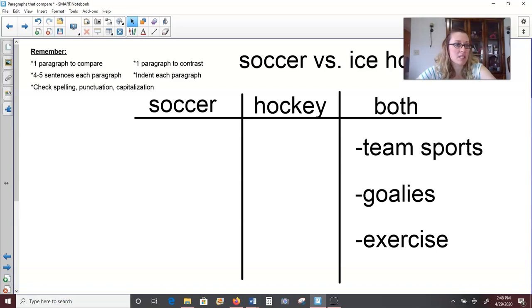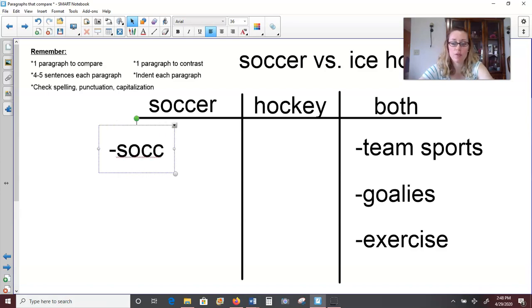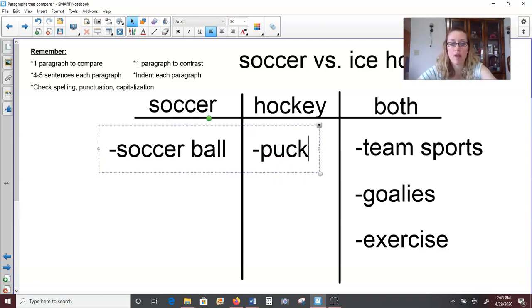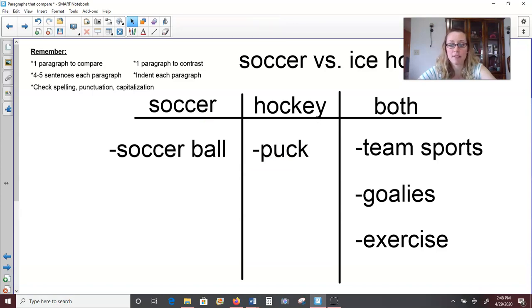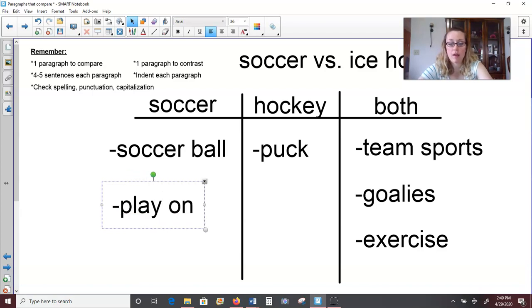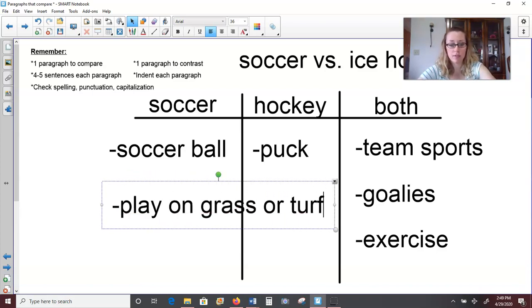So sometimes it's easiest to come up with the similarities between two topics. Sometimes it's easier to come up with the differences. So in soccer, we use a soccer ball, and then in hockey, you use a hockey puck. So I'll just put a puck there. So some of the equipment is different. In soccer, you can play on grass or turf.